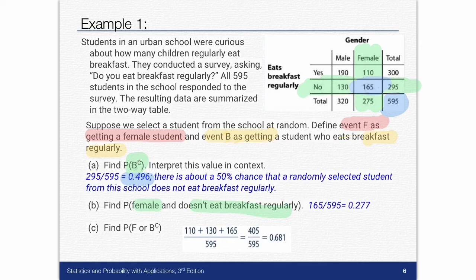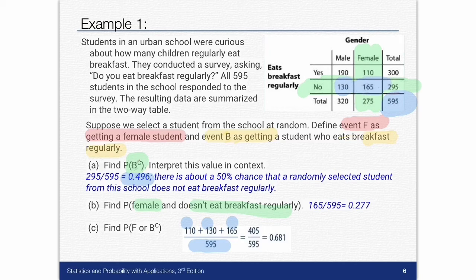On C, the probability that they're female or they do not eat breakfast. So notice the calculation. The denominator on all these fractions is 595, so I write it as one big fraction. The 595 is the table total over here in the corner. So I look at the probability of being female. Female and yes is 110. The probability that they don't eat breakfast and they're female is 165. So there's the 165. And the 130 is that they're not male. So keep in mind this means not male, which would mean female. So that's where the 130 comes from.